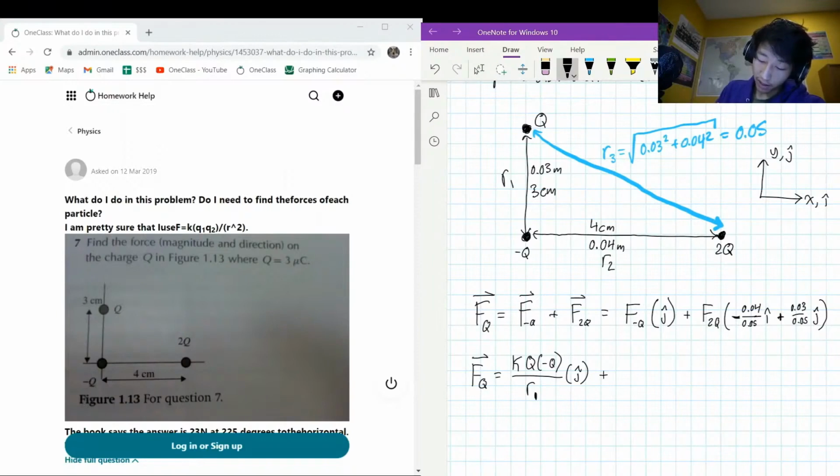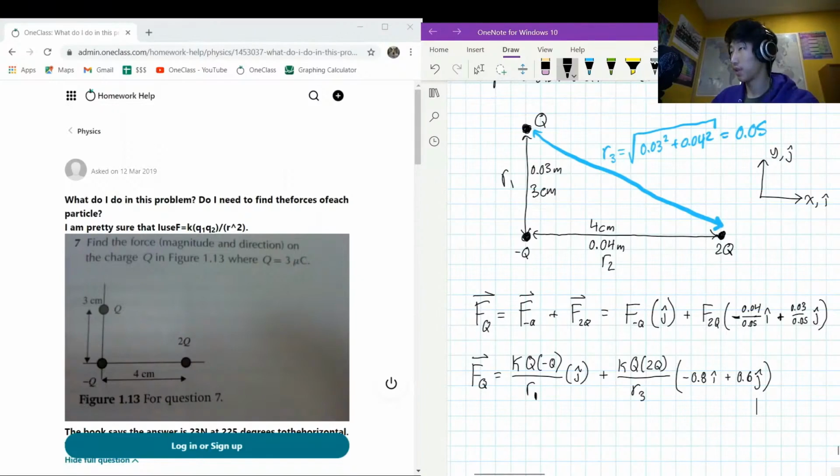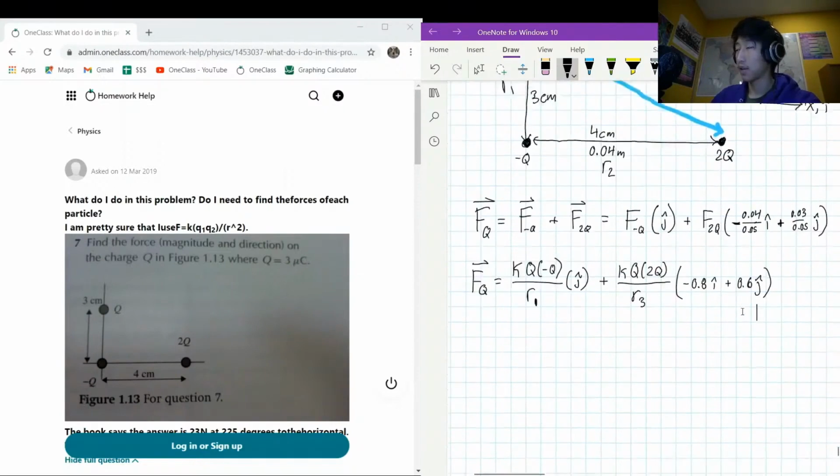Okay, now we have plus K for the Q2. So we have KQ 2Q over R3, which is 0.05 meters, multiplied by negative 0.8 i plus 0.6 j. That was just converting these coefficients into 4 over 5, 3 over 5, 0.8, 0.6. Makes sense.